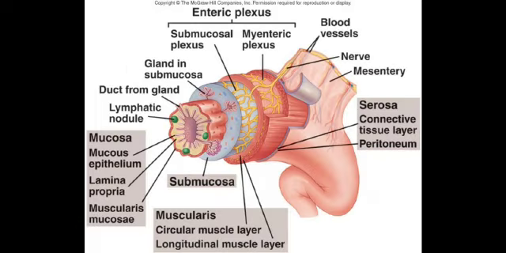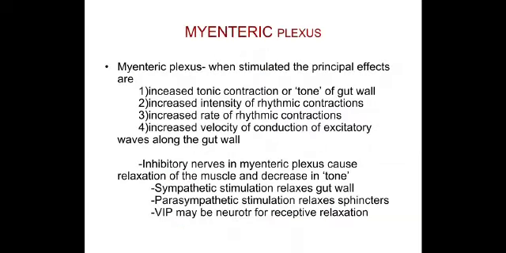This is the general structure, from outer to inner: the serosal layer, the muscular layer, the submucosa and the mucosal layer, which has the enteric nervous system. This consists of the myenteric plexus, also called Auerbach's plexus, and the submucosal plexus, which is Meissner's plexus.